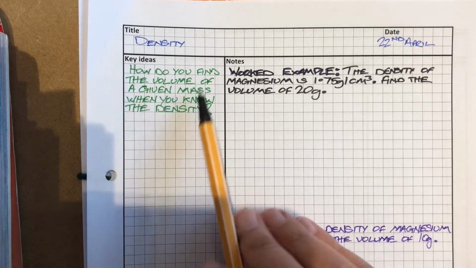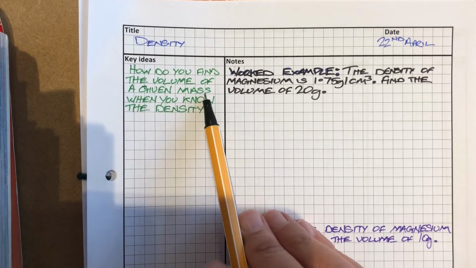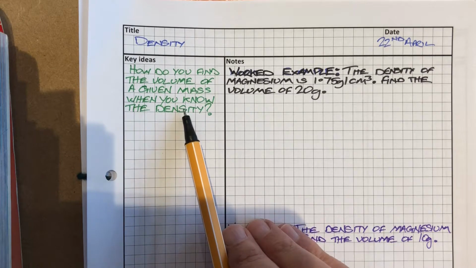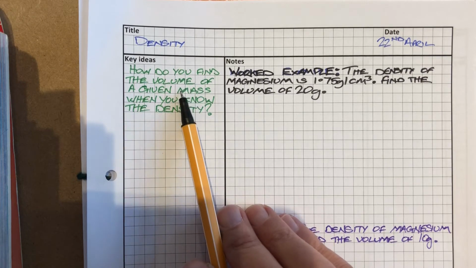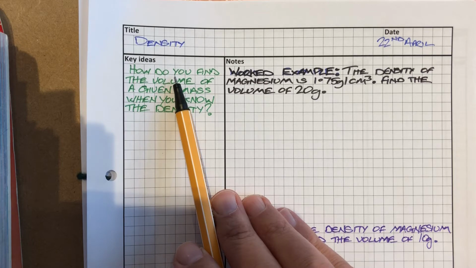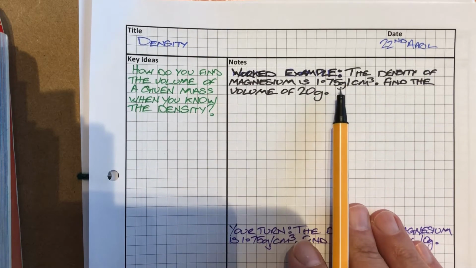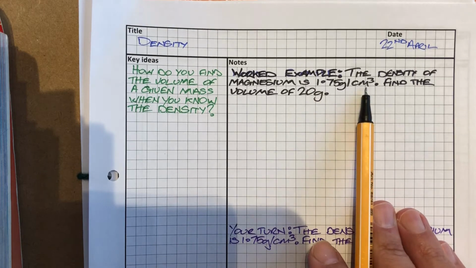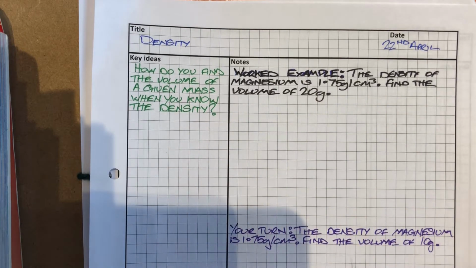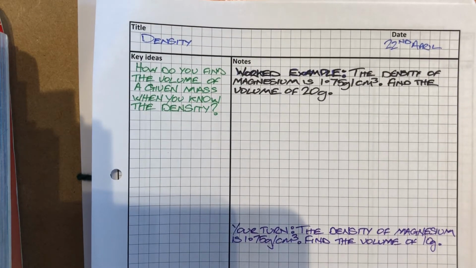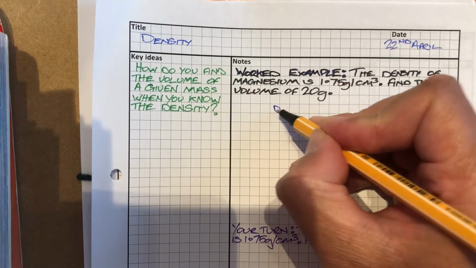Now, how do we find the volume of a given mass when we know the density? So we know the density and we know the mass. We're looking to find the volume. Here's an example. We're told the density is 1.75 grams per cubic centimetre and we're asked to find the volume, which weighs 20 grams. So, as before, write down your formula.